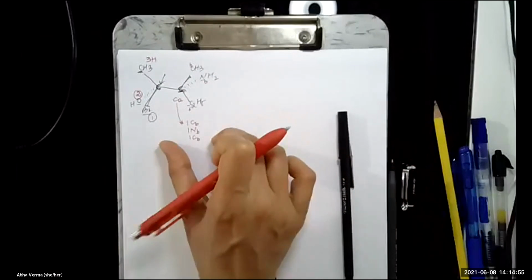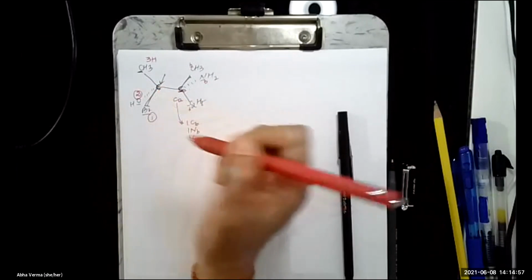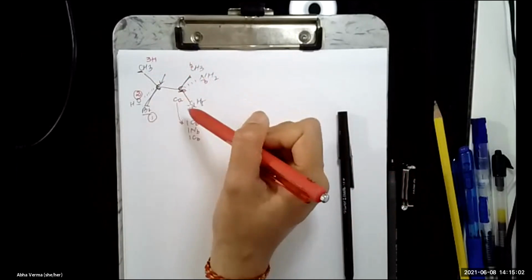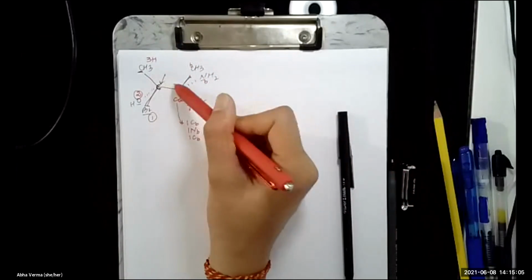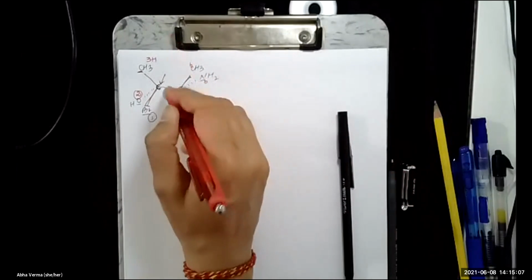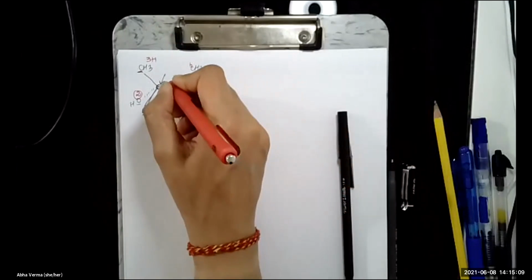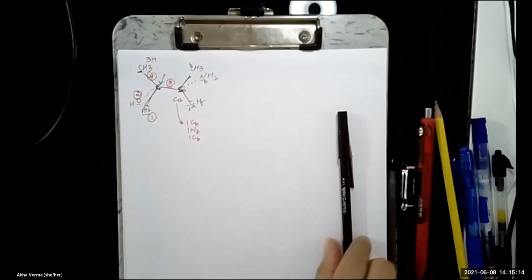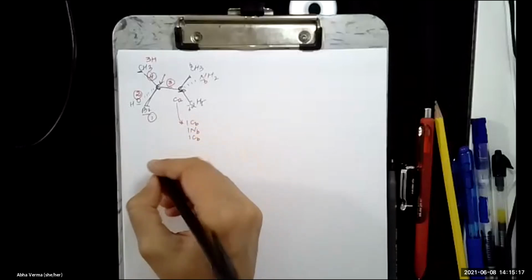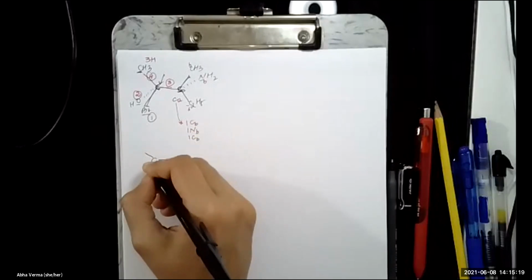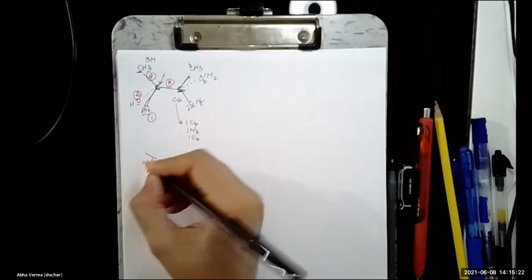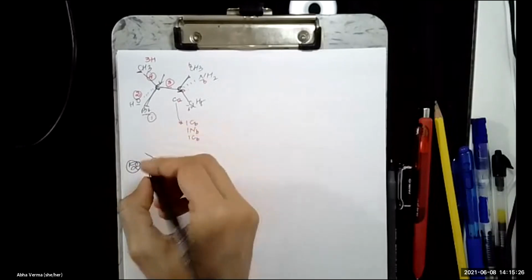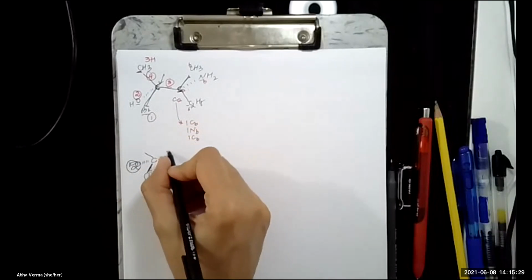Any questions? So I'm only focusing on this carbon right now. So among these 2 groups, which group will be more priority? This group right here will have more priority over that group. So I'm going to redraw the orientations. Oh, I don't have to write the orientation. I just write the number associated with that bond.